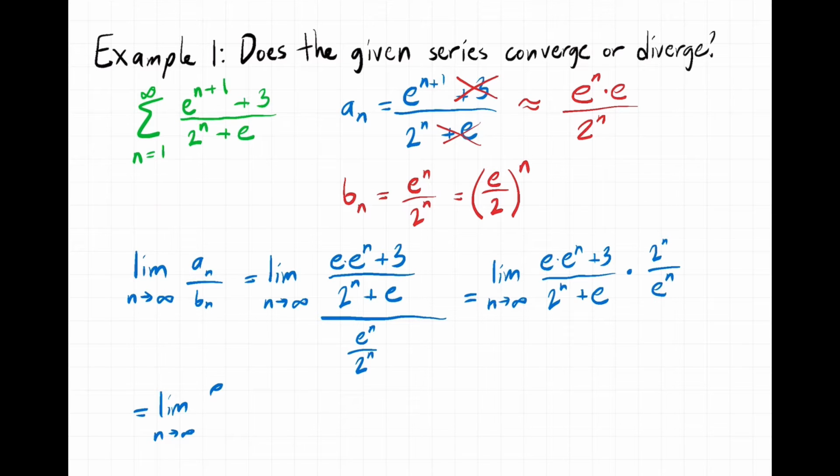So I can say e to the n, my e times e to the n plus 3 over e to the n, times 2 to the n over 2 to the n plus e. Now at this point, we're experienced enough at limits to be able to do this without too much difficulty. What we could do, if we want to do this very explicitly, is take that first fraction and divide the top and bottom by e to the n.